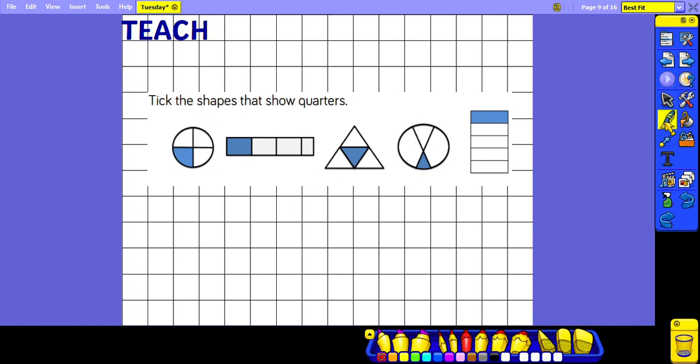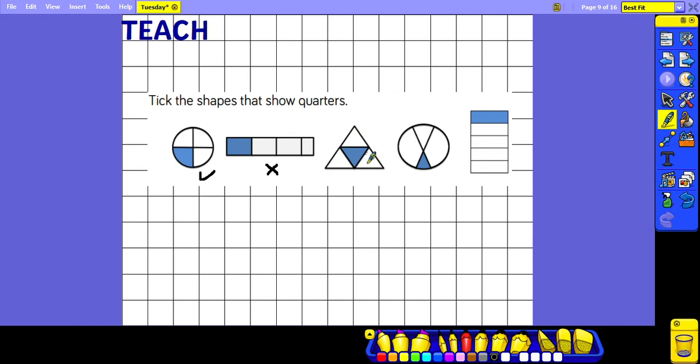And last of all, we need to tick the shapes that show quarters. Starting with the circle, we can see we've got one, two, three, four equal parts. One part has been coloured in, so that is showing us quarters. Now with this second one, we have got one, two, three, four parts, but they are not all equal because this final part here is much smaller than the other three. So because they are not equal, they are not showing us quarters.